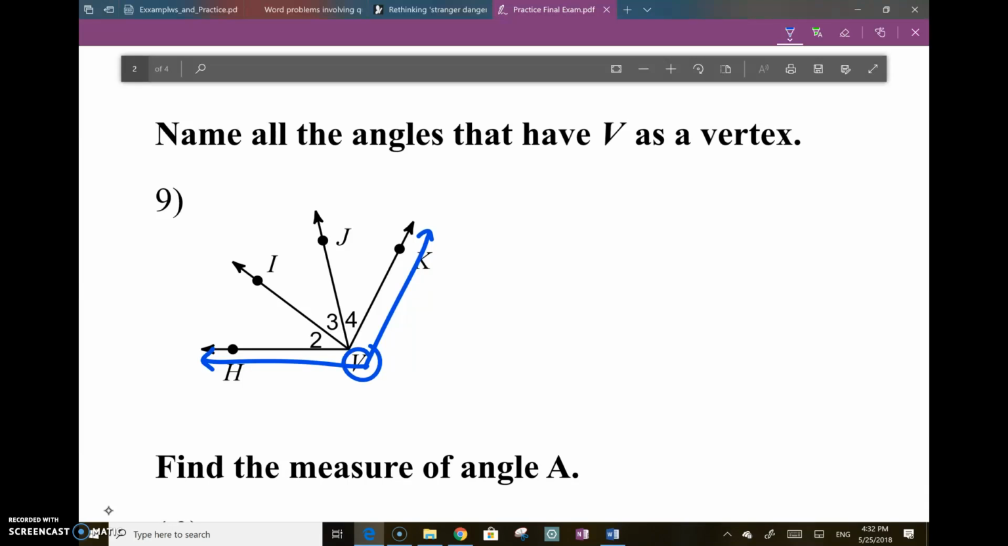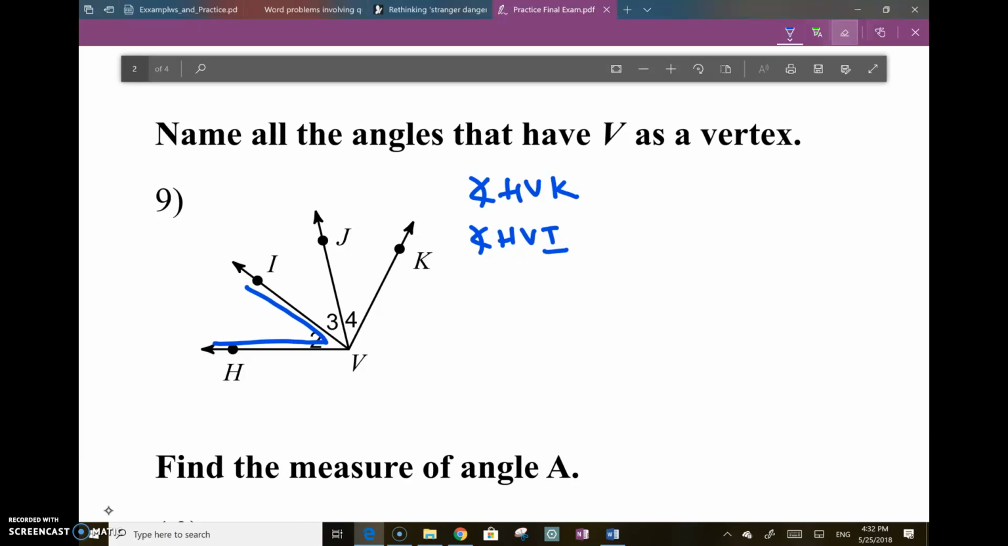And this vertex V has to be the point that is in the middle of those three letters. So this first one would be angle HVK. The next one would be, just go from left to right. So this would be angle HVI. That would be that one.